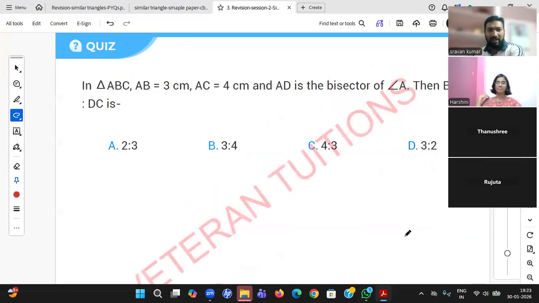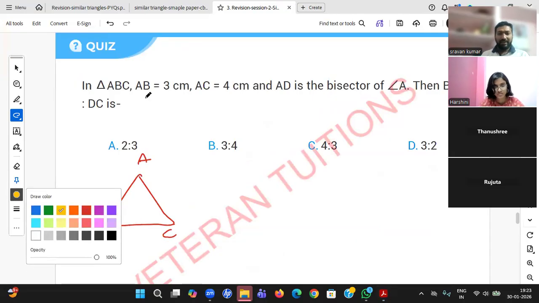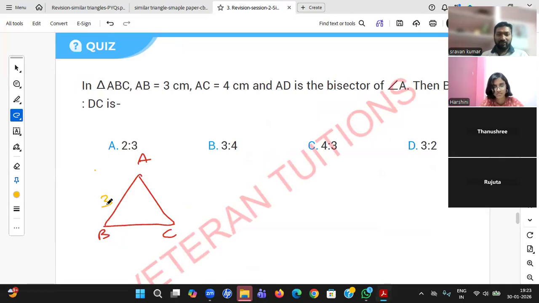This one, in triangle ABC. AB is 3, AC is 4, AD is a bisector, which means this angle is the same. AD is the bisector of angle A, he said. Then he is asking for the ratio BD by DC.